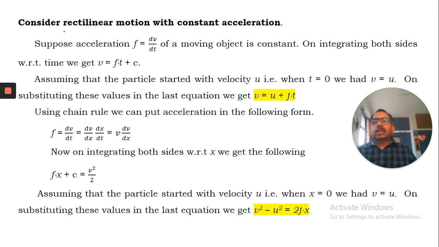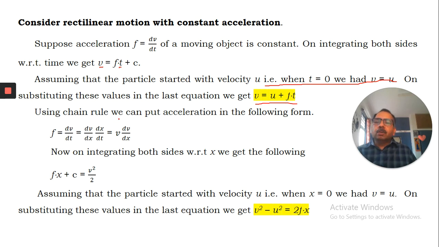Now consider rectilinear motion with constant acceleration. Suppose acceleration f equal to dv by dt of a moving object is constant. On integrating both sides with respect to time, we get v equal to ft plus c. Assuming that the particle started with velocity u, that is when t equal to 0, we had v equal to u. So this I assume. So put this, when t equal to 0, v equal to u, we get c equal to u. So on substituting c equal to u, we get this formula, v equal to u plus ft.